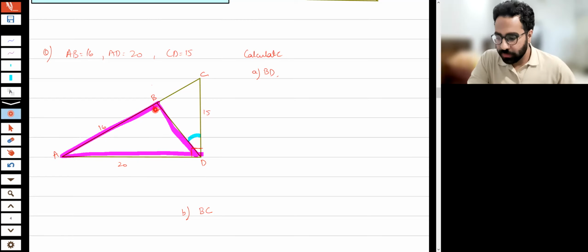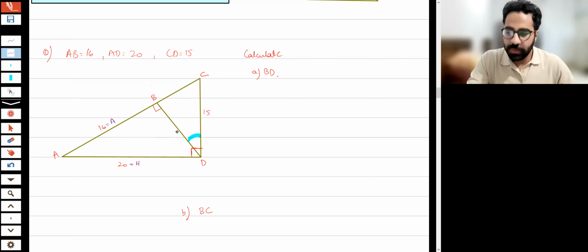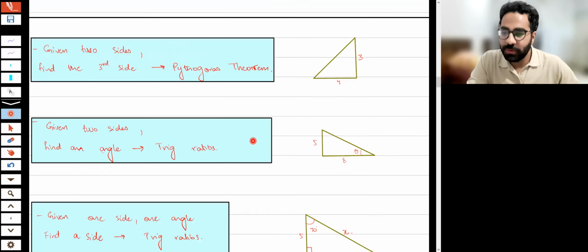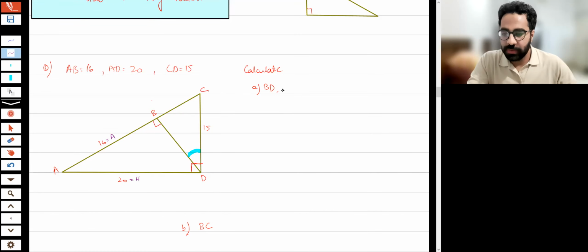If you observe this right angled triangle, you will notice that this side is opposite the 90 degree angle, so this would be the hypotenuse. This is the adjacent. Would I be using trigonometric ratios here? No, because I have two sides and I have to find the third side. If I have two sides and I have to find the third side, I'll make use of the Pythagoras theorem.